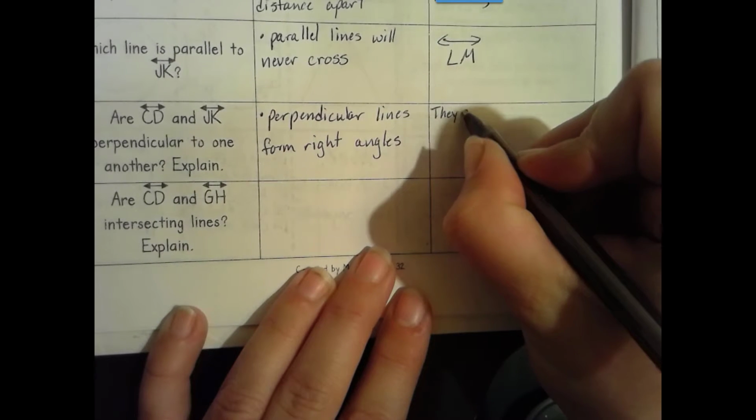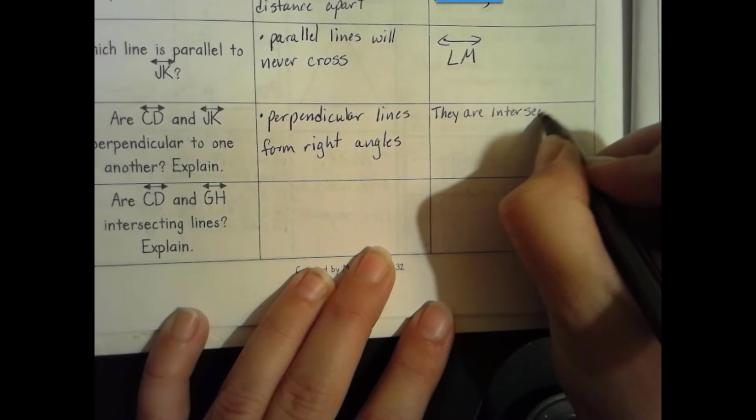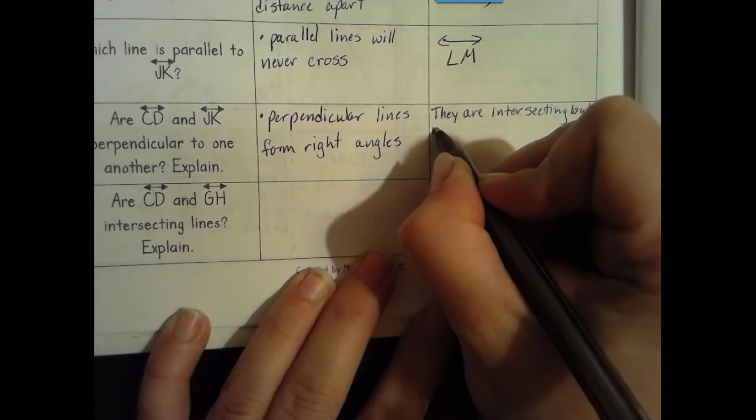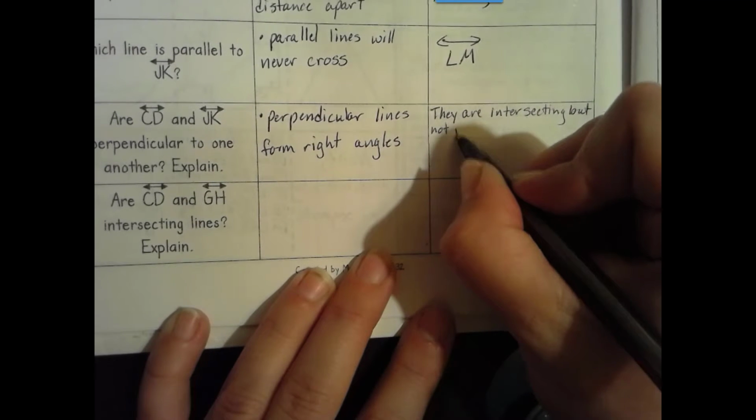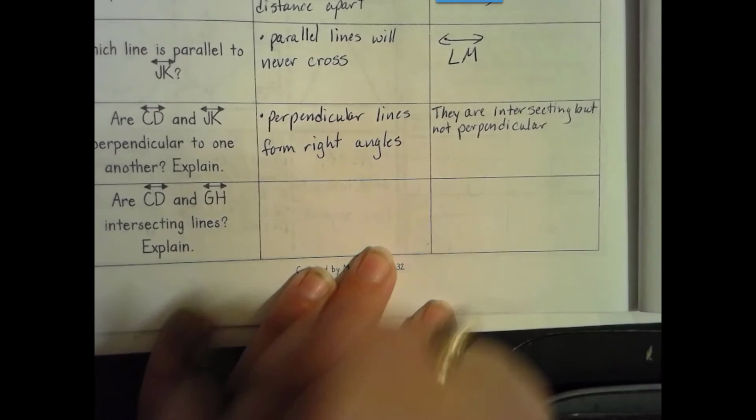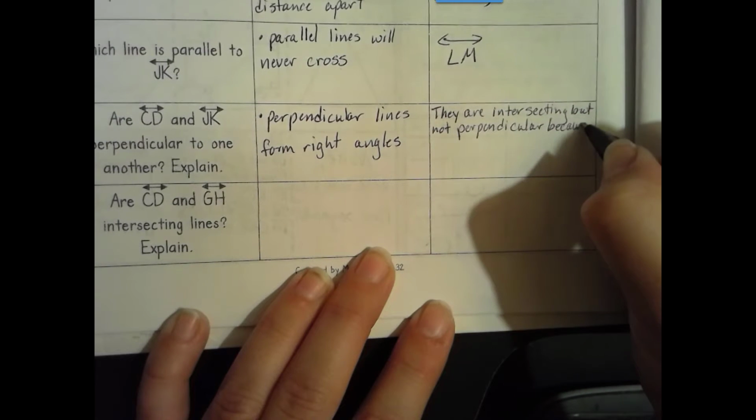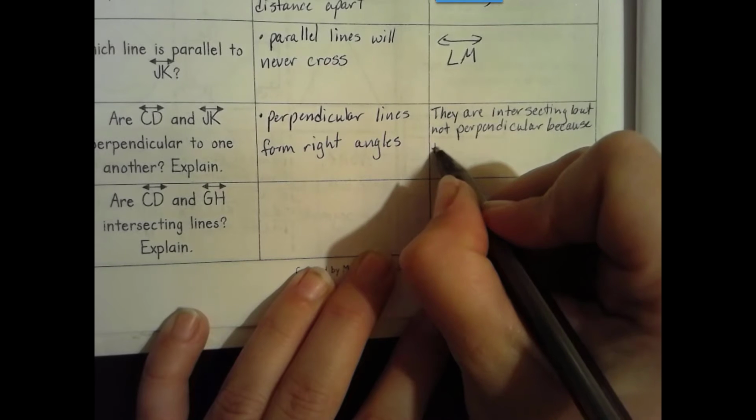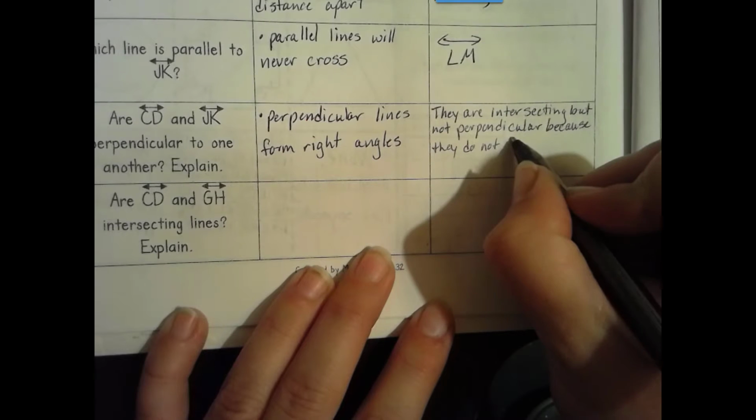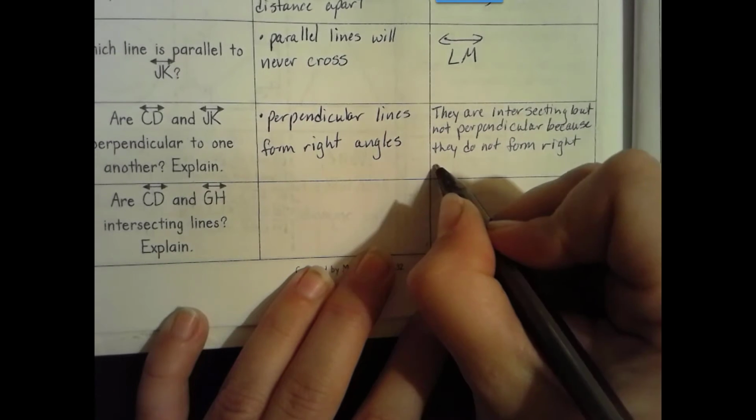They are intersecting, but not perpendicular. Now the explain part, that's this. When we have that because, that is our explaining. They do not form right angles.